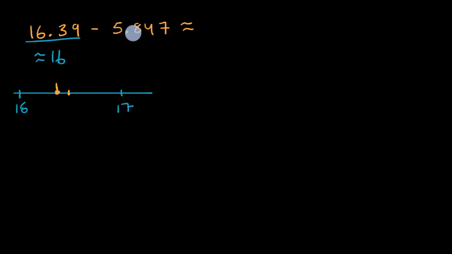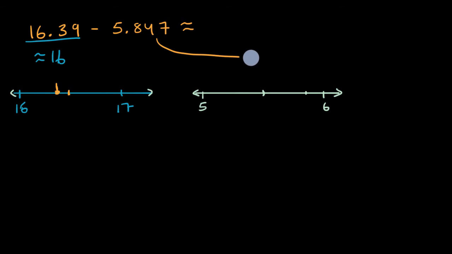And then we could do the same thing for 5.847. We know that that is between 5 and 6 on the number line. I could put arrows here if I want, just to make clear that these things keep going. This would be halfway. 5.847 is much closer to this end right over here. It's going to be right over there. But if we're rounding it to the nearest 1, to the nearest whole number, we can see that it's much closer to 6. So we're going to round up to 6. So we could say this is approximately equal to 6.